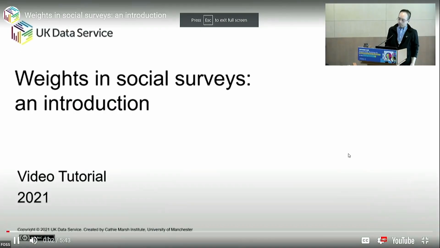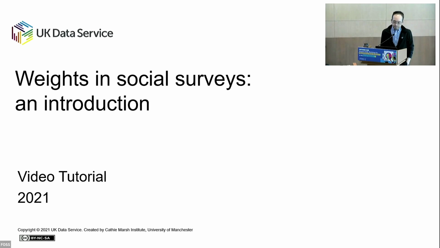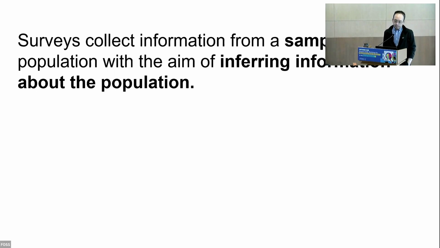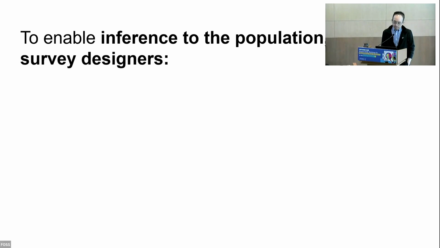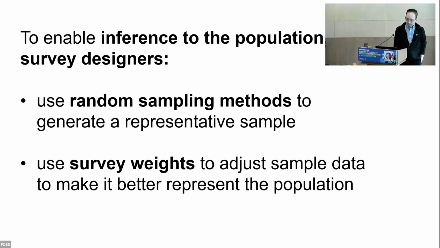Weighting is used to make datasets more representative of the population that the data are supposed to measure. Many datasets include survey weights. This short video introduces key points about using weights for survey data. Why use weights? Surveys usually collect information from a sample of the population with the aim of inferring information about the population as a whole. To enable inference to the population, survey designers use random sampling methods to try to generate a representative sample, and use survey weights to adjust sample data to make it better represent the population.